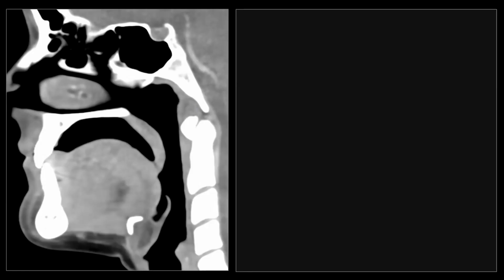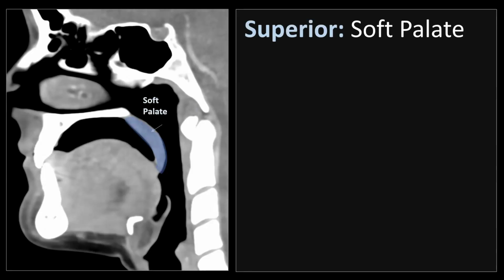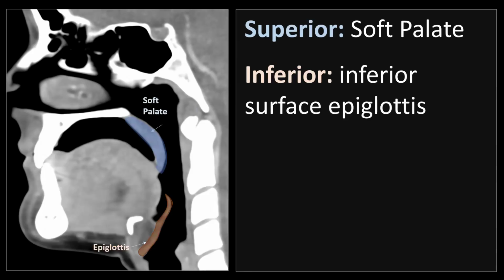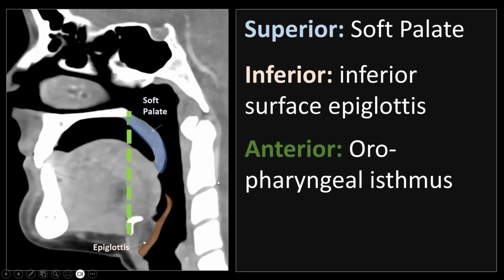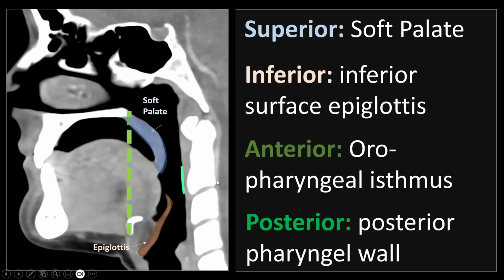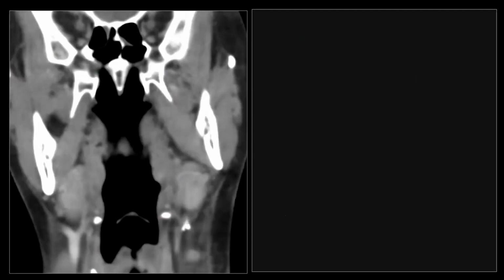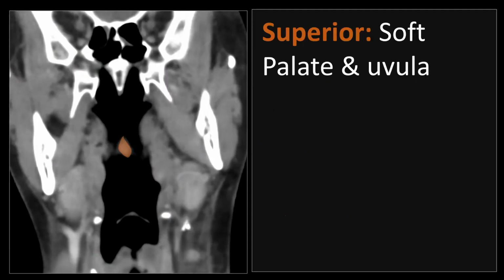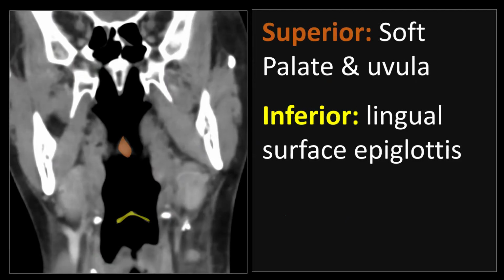Okay, let's now also examine the borders on somewhat larger images. So this is the soft palate or the superior border. Here we have the epiglottis, and the lingual surface of the suprahyoid epiglottis, so the part located above the hyoid, marks the inferior border. Here we have the oropharyngeal isthmus, the anterior border, and this is the posterior pharyngeal wall. On a coronal image, we can also see part of the soft palate. This is the uvula of the soft palate, and we can even see part of the epiglottis.